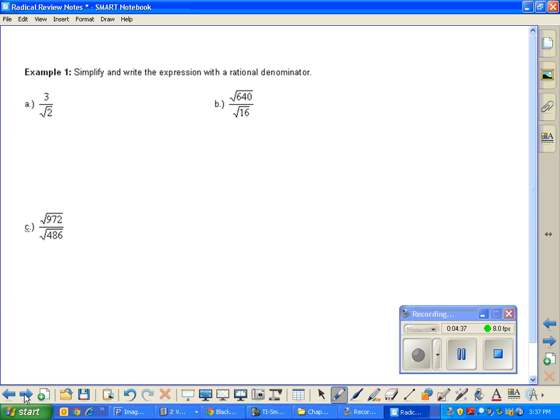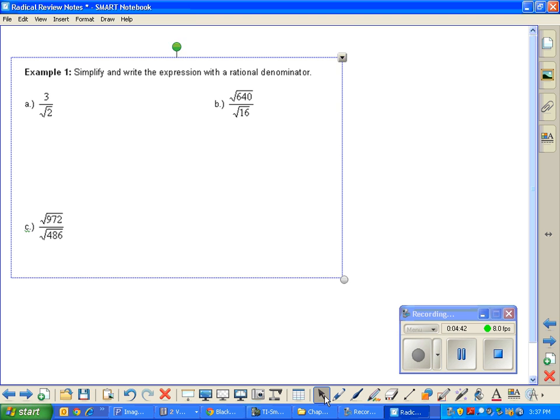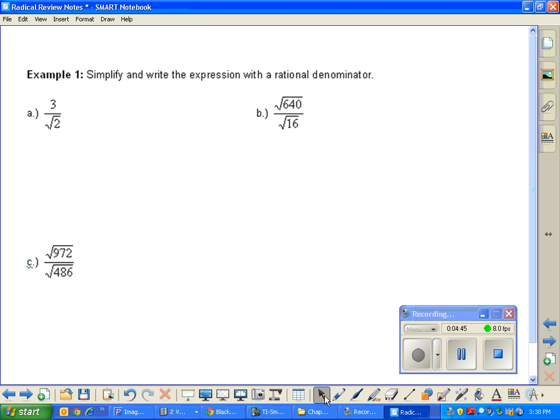Okay, so let's get rid of these radicals in the denominator. Immediately, and you guys have done this a couple times, just even in this class before, if you see a radical in the bottom of a fraction, you know that that's a no-no.